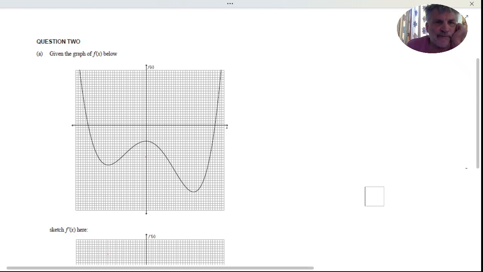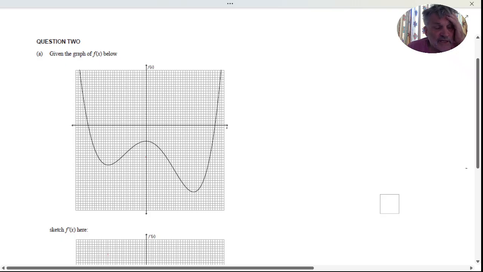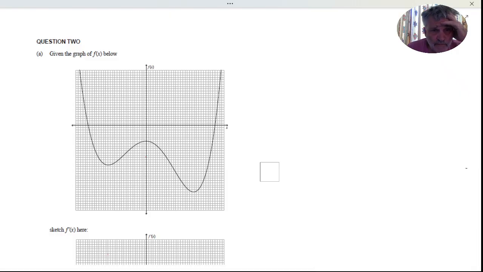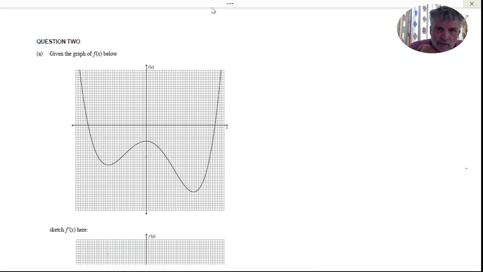It says, given a graph, f of x below, sketch f prime of x here. So below, which is down here, empty graph. Sketch means it doesn't have to be accurate. There's no scale given on the graph above. So we can just draw our graph in as we see fit.